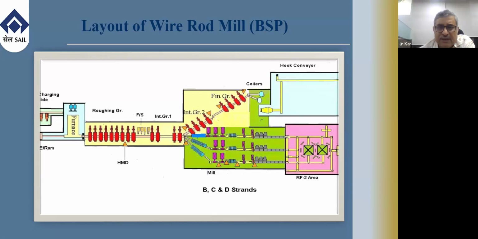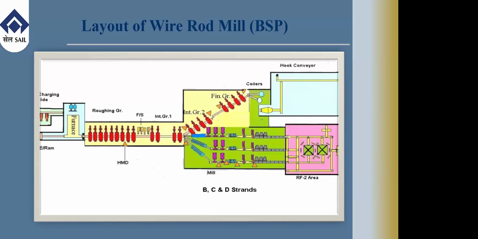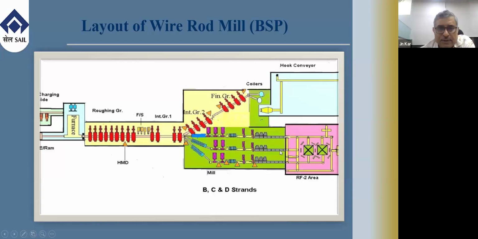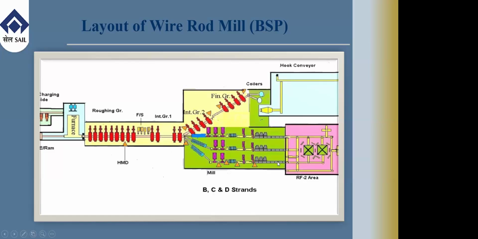Is the statement correct? Yes, we are simultaneously producing two thicknesses. Let us say we are rolling TMT. Here we are producing 10 millimeter, here 10 millimeter, here 8 millimeter. In the case of wire rods, we are producing 6 millimeter here, 6 millimeter here, and in D stand 5.5. Okay, got it.